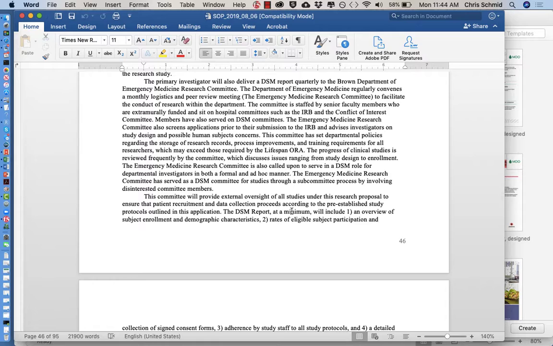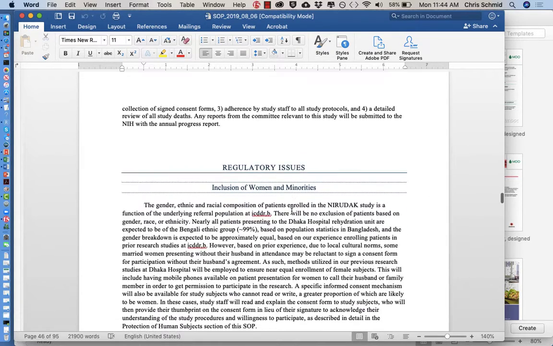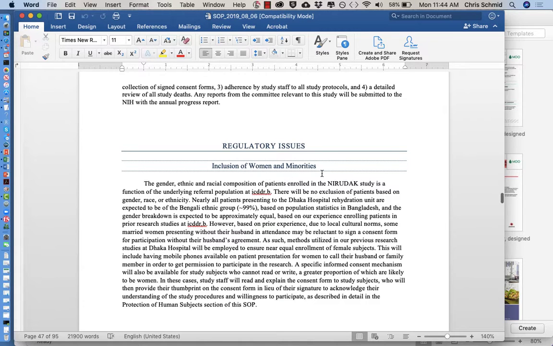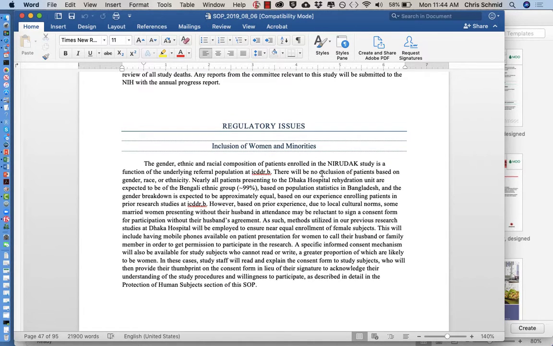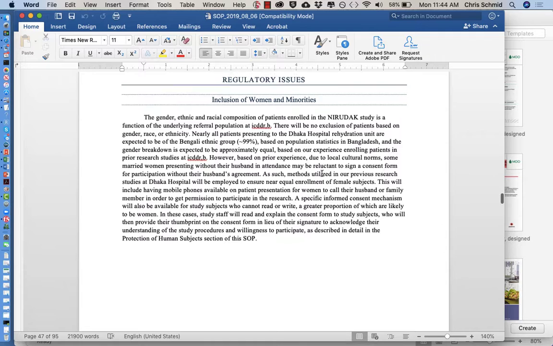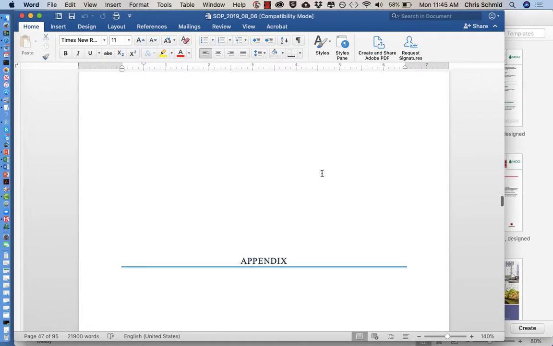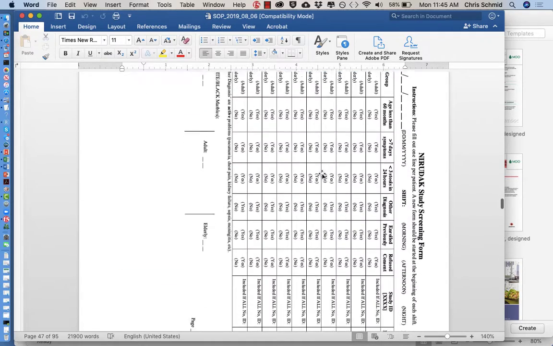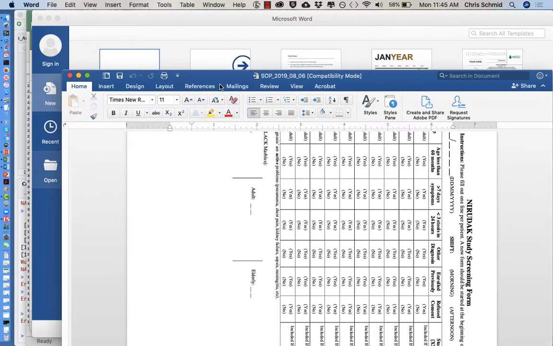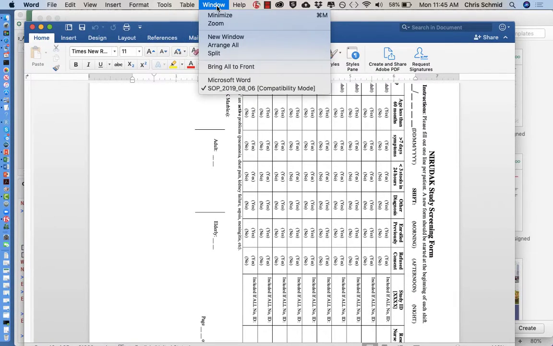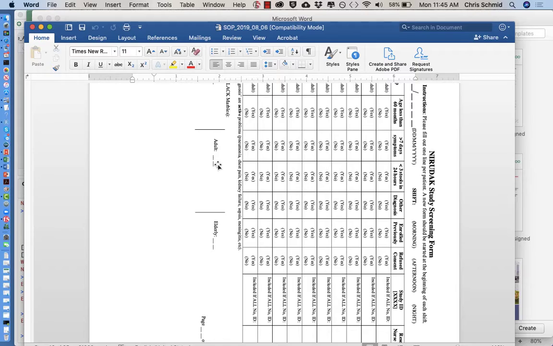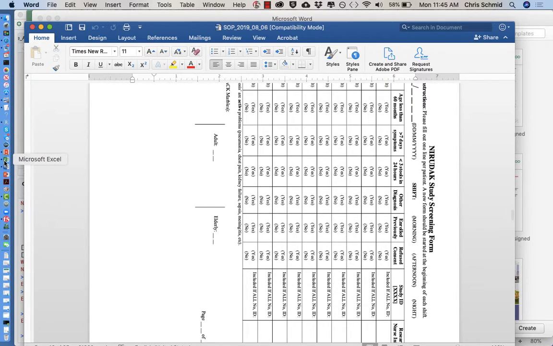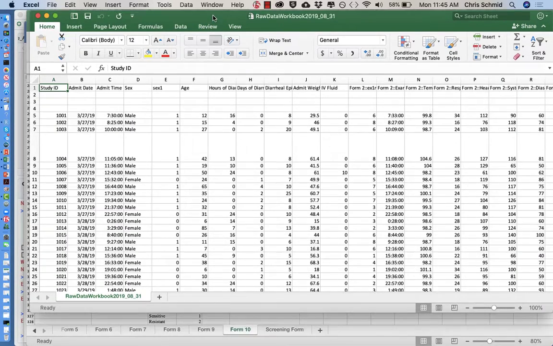We have a data safety monitoring committee that will check to make sure that everything's safe and running well. Regulatory issues that the NIH requires, making sure that we have enough women and minorities, and then various appendices with all these forms. Okay, so that is pretty thorough. Now, here's what the raw data workbook looks like.